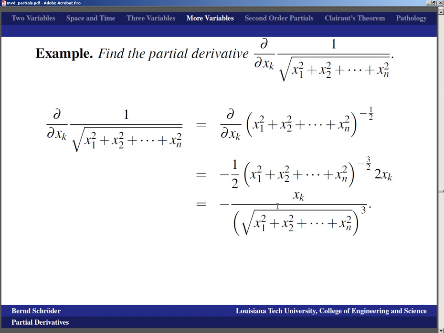And this can be encoded again a little bit prettier. It can be encoded as square root of x1 squared plus x2 squared plus and so on plus xn squared, cubed. So that means that the derivative of 1 over the distance from the origin, the partial derivative with respect to xk, is actually negative xk divided by the distance from the origin cubed. So what does that tell us? Well, the derivative is negative.